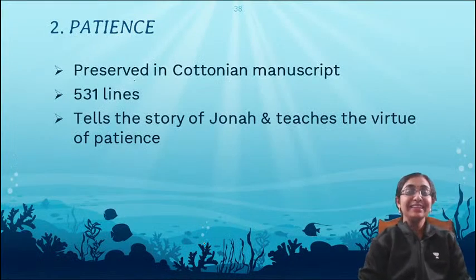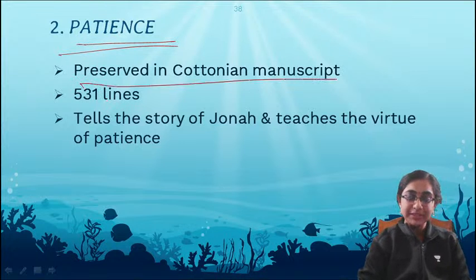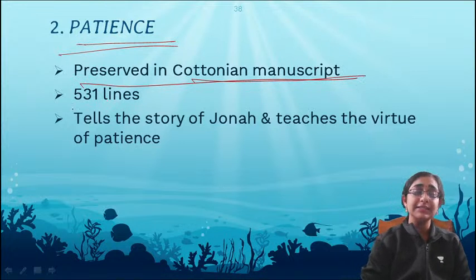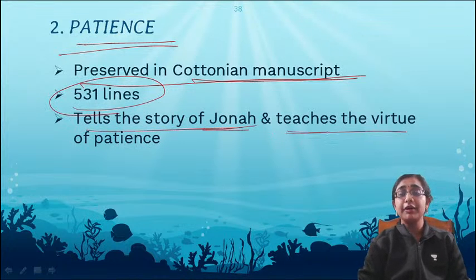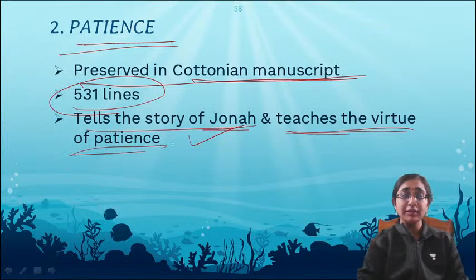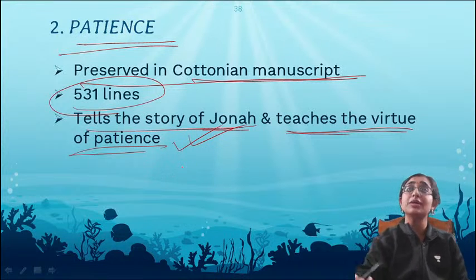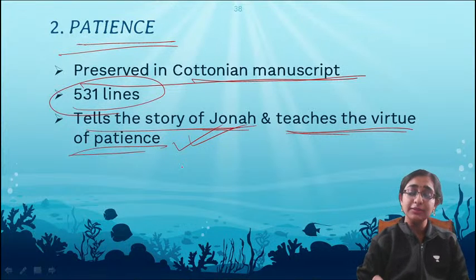Now, the next important poem is Patience. Patience is also preserved in the Cottonian manuscript. It has 531 lines. It tells the story of Jonah and teaches the virtue of patience. It is basically about why we should keep patience and the importance of patience in life. That is the main plot. This is not so important.